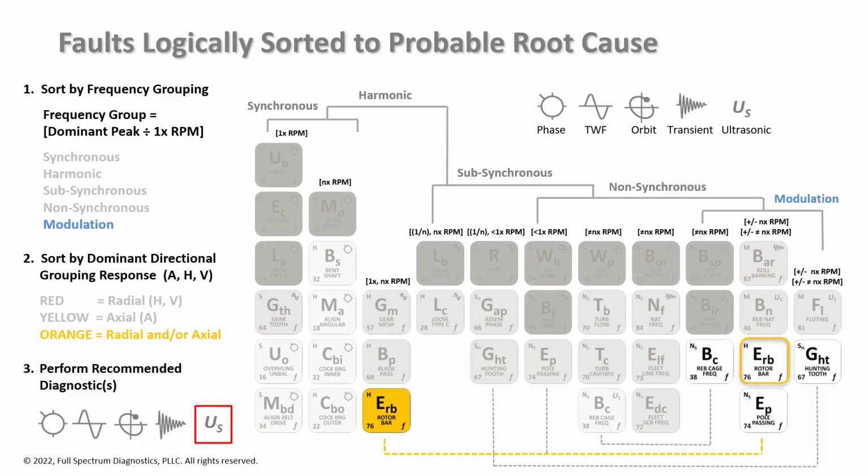And there we have it. We've sorted by frequency grouping, and we have a modulation type event going on. We sort by dominant directional groupings, and whether radial or axial didn't really have a bearing on what this fault would be. We performed recommended diagnostics. We did our ultrasonic, and we came up with rotor bar being the most likely fault, logically sorted to probable root cause.